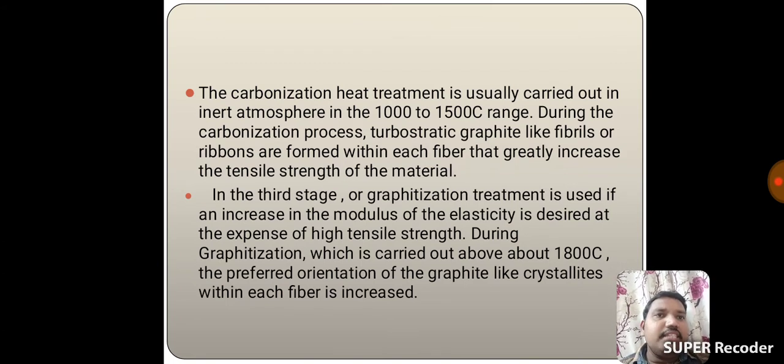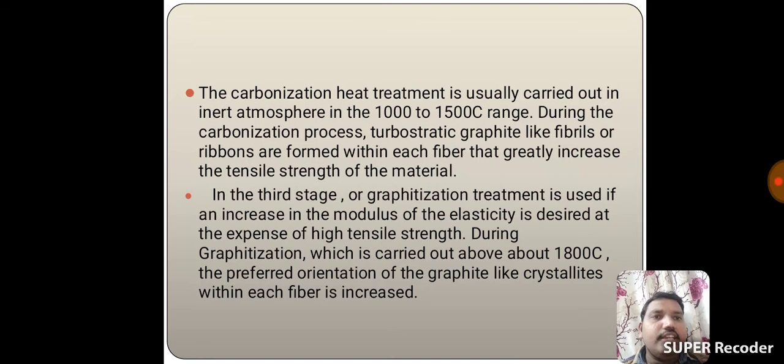The carbonization heat treatment is usually carried out in an inert atmosphere in the 1000 to 1500 degrees Celsius range. That's why this is the pyrolysis reaction. During the carbonization process, turbostratic graphite-like fibrils or ribbons are formed within each fiber that greatly increase the tensile strength of the material.